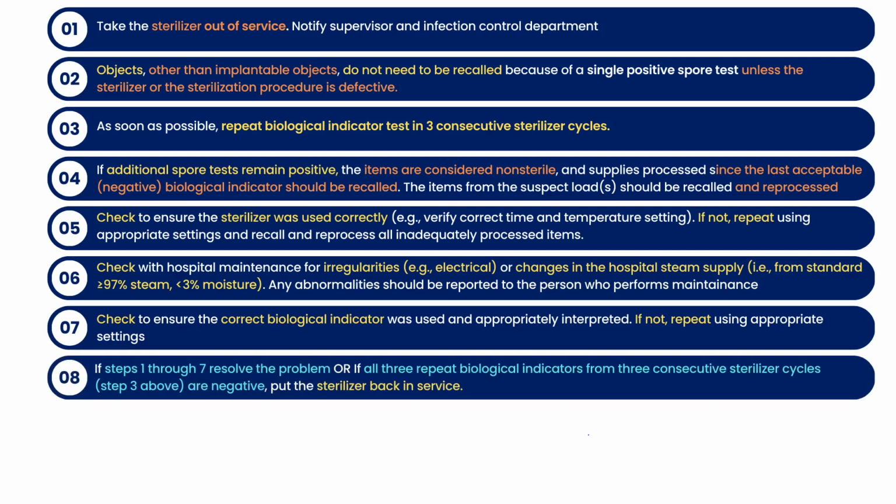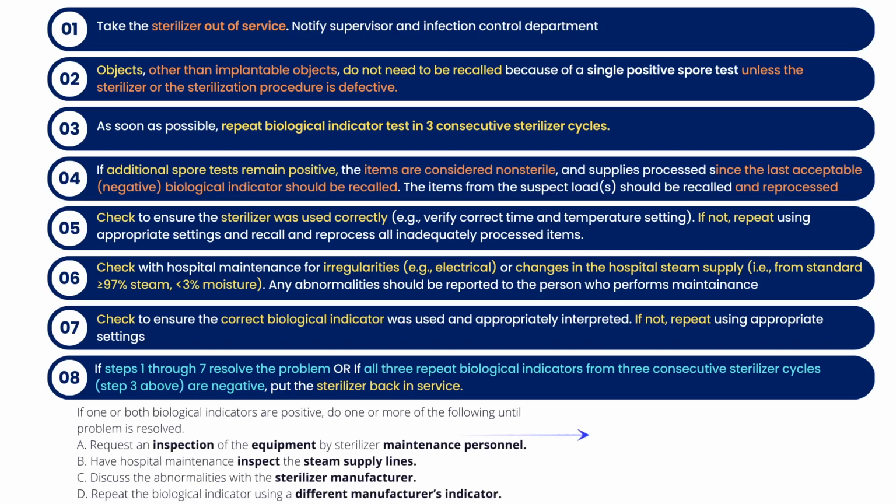If all of the above steps resolve the problem, or you have run the 3-time test again and all 3 are negative, then you can put the sterilizer back in service. That means the above steps have resolved your problem, or you have rerun the control 3 times consecutively and all 3 are negative, then you are safe to use the sterilizer again.